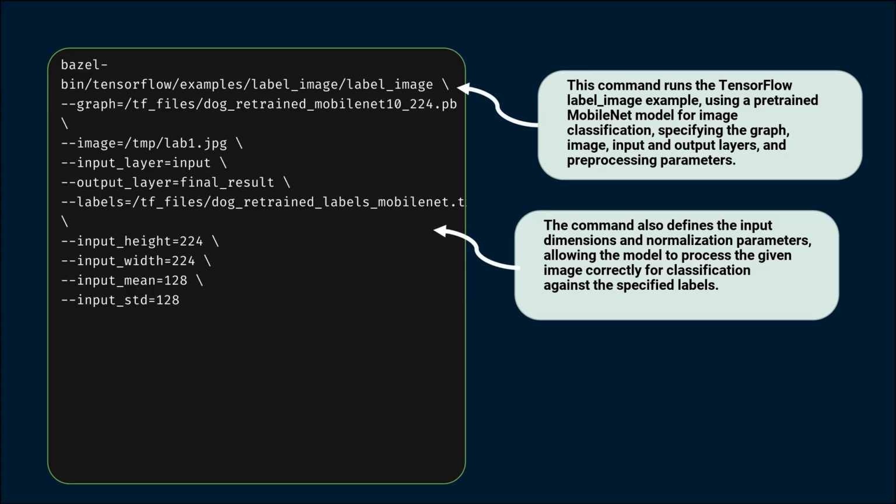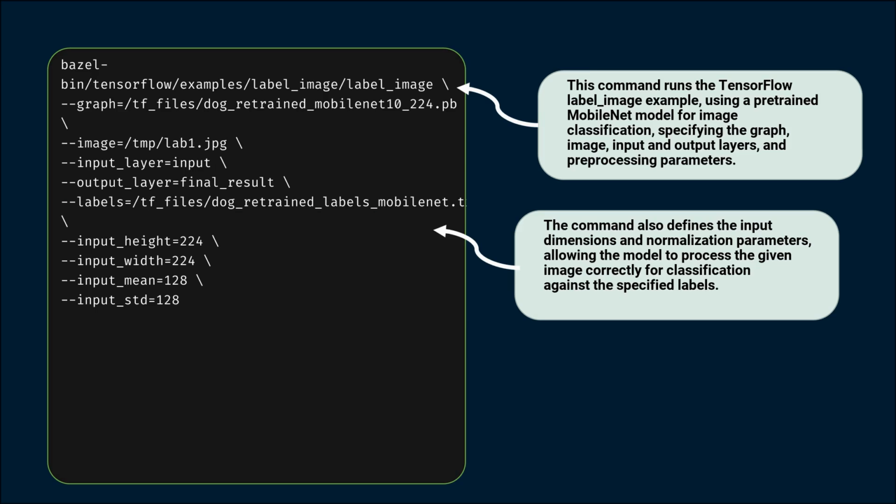Next, we specify the image we want to analyze with the image parameter, which shows the path to the input image. We also need to define the input and output layers of the model using the input layer and output layer flags, ensuring that the model knows where to find the input data and where to send the output predictions. These layers must match the specifications defined during the model training phase.